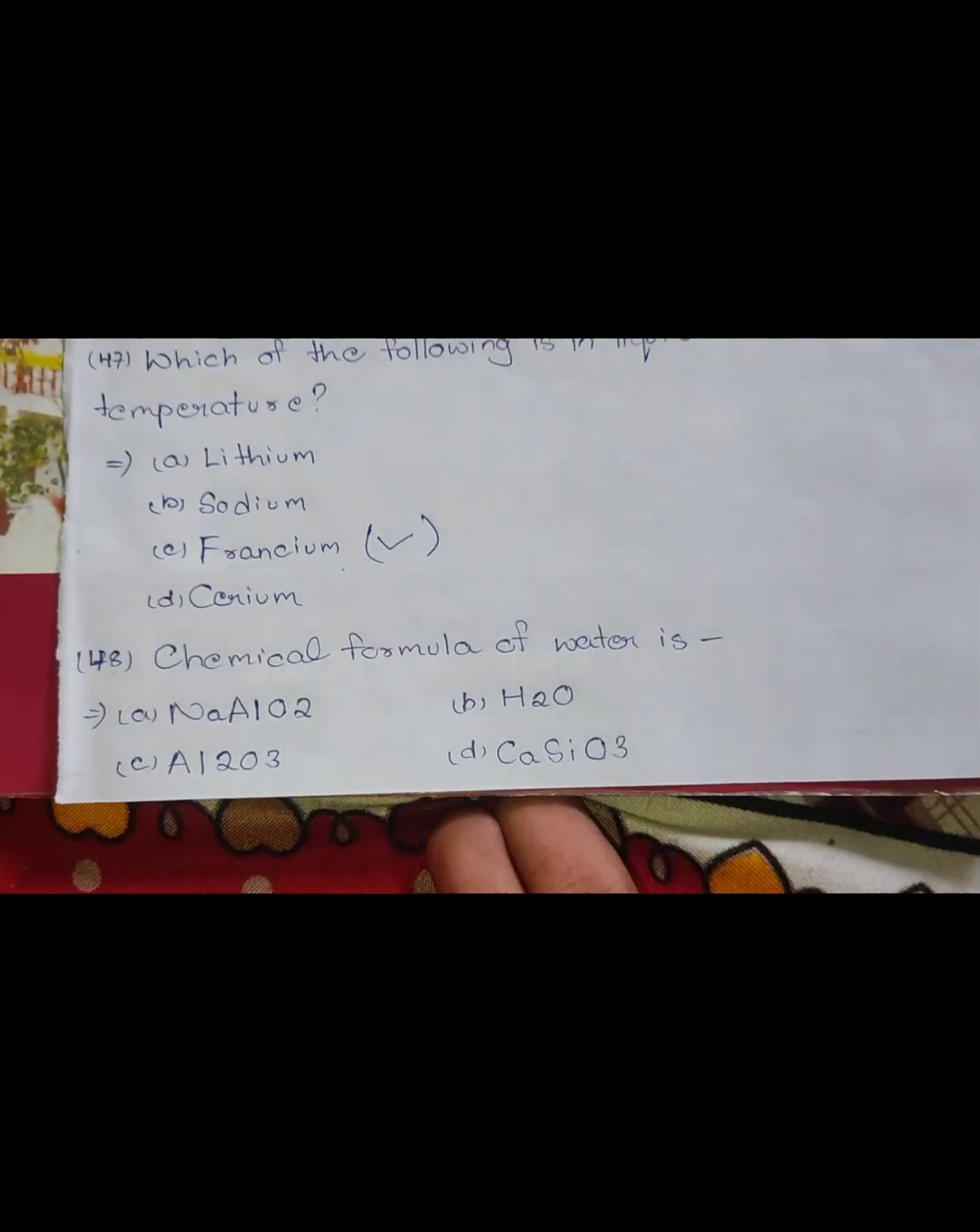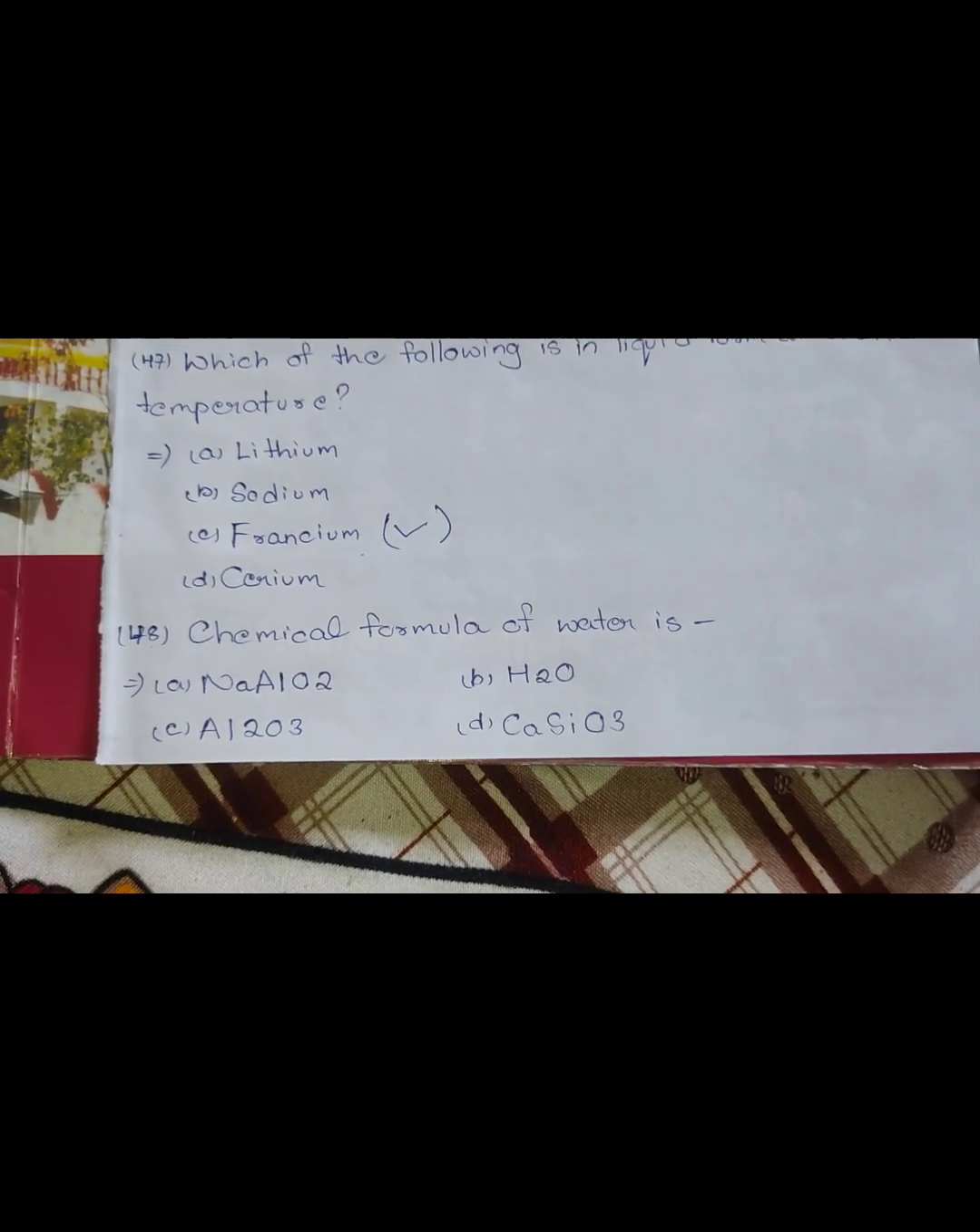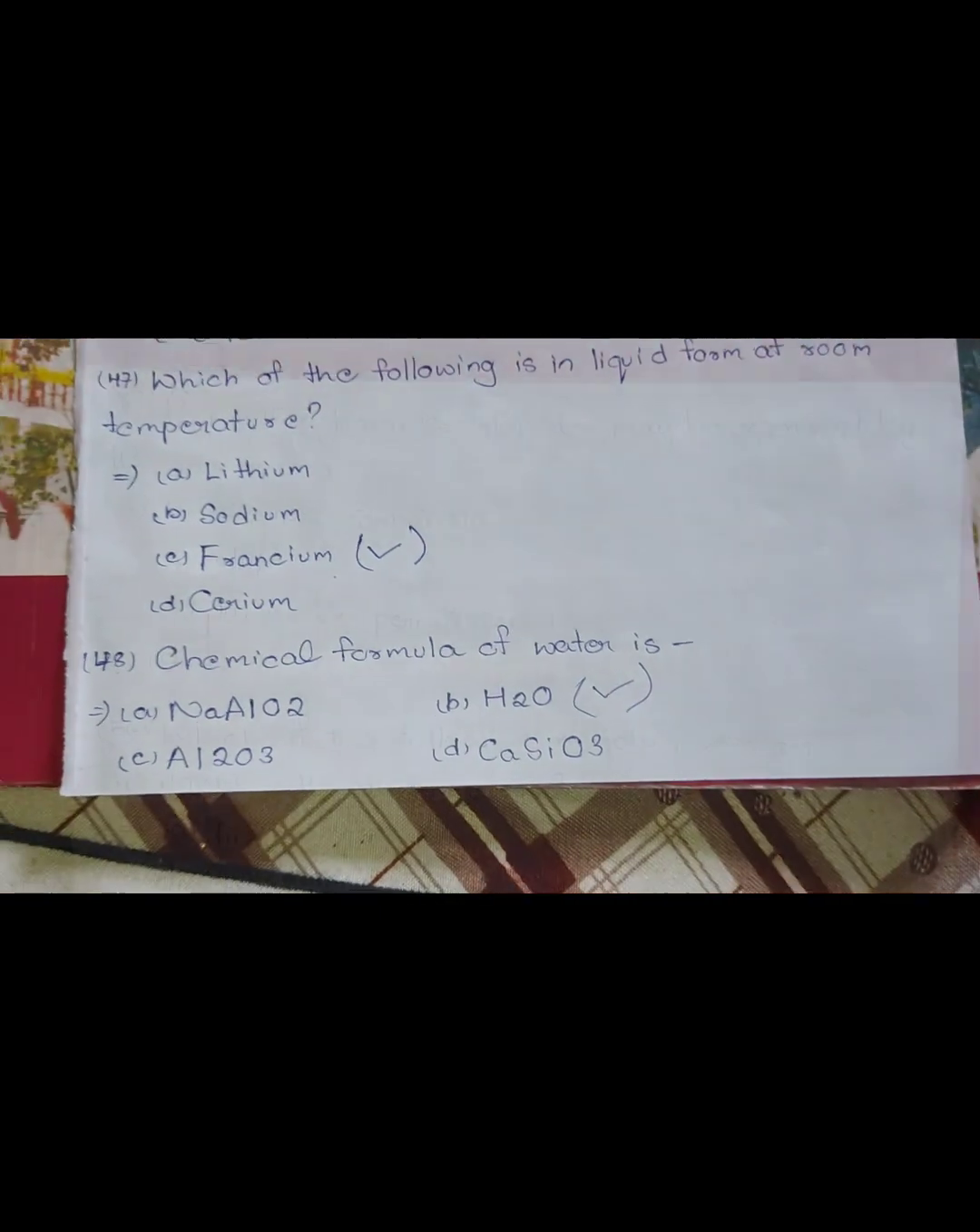Next question. Chemical formula of water is option A NaAlO2, option B H2O, option C Al2O3, option D CaSiO3. Right answer is option B H2O.